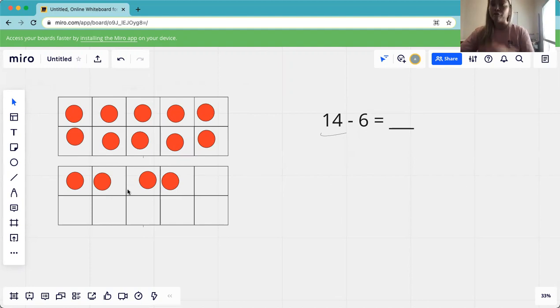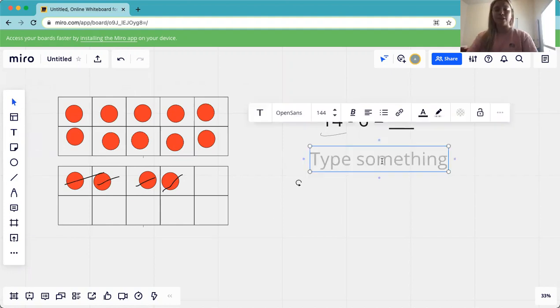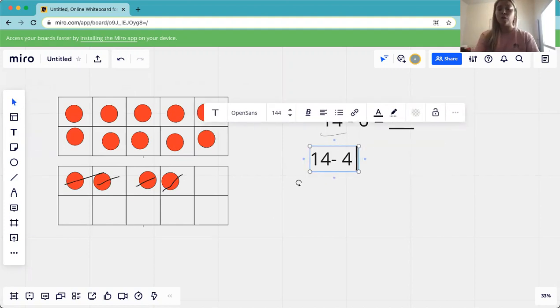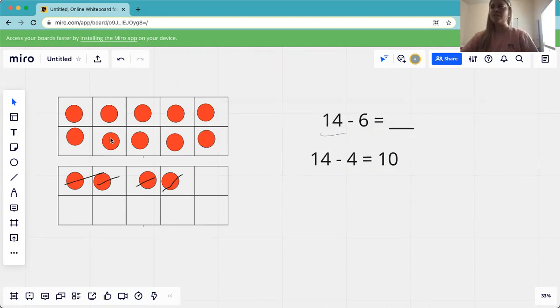So I'm going to take away from that group that I have down here. All right. So I know that I'm going to cross these out. So I see that I have 1, 2, 3, 4. All right. I took away 4 from my group of 14. So 14 minus 4, I got my 10 here.